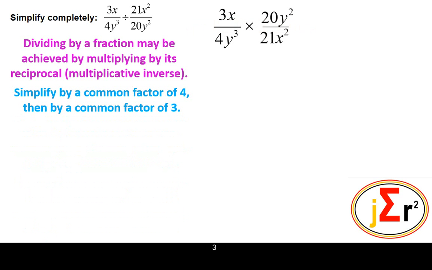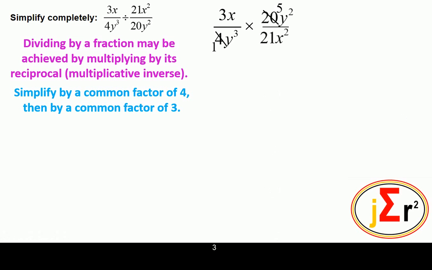Simplify by a common factor of 4. So we can see here that we have in the numerator and denominator factors of 4 by which we may simplify. And of course, we may also simplify by a common factor of 3. We have a factor of 3 in the denominator, and an obvious factor of 3 in the numerator. So simplify by a common factor of 4. 4 into 4 is 1, and 4 into 20 is 5.